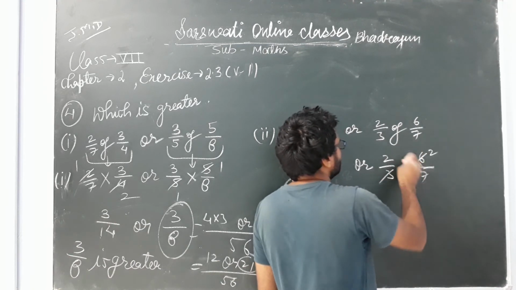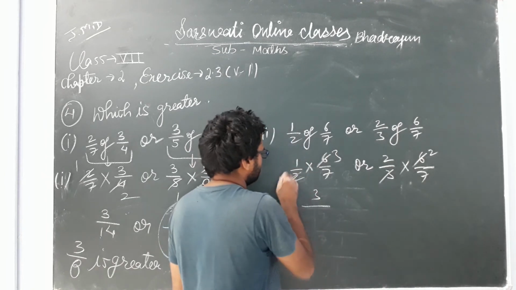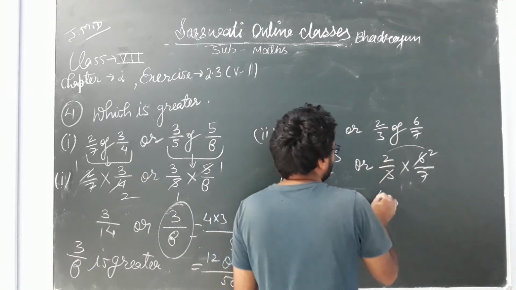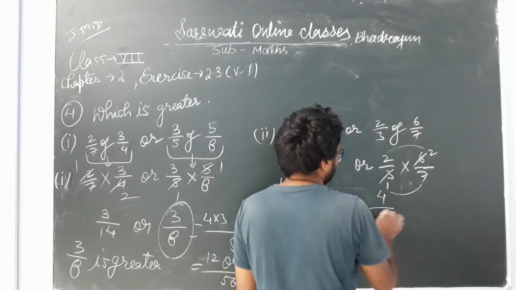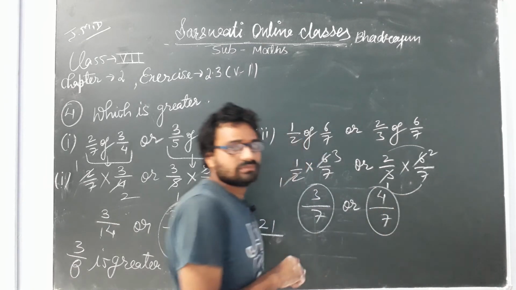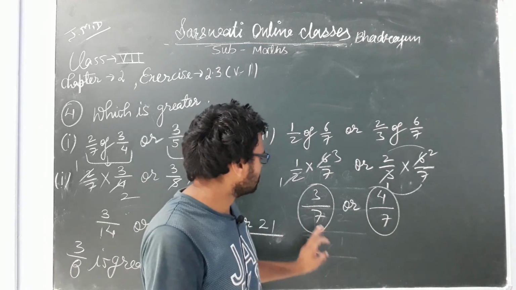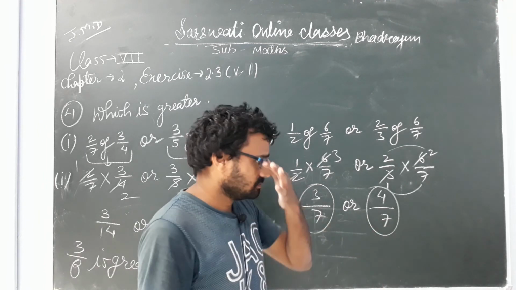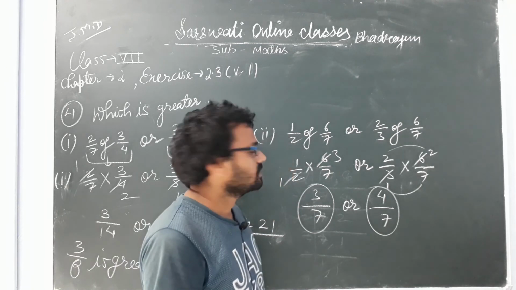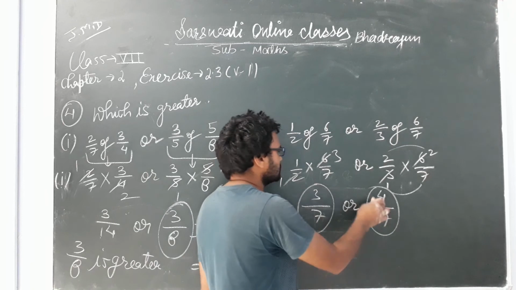Of is replaced by a multiplication sign. So 3 ones are 3 upon 7 ones are 7, and 2 twos are 4 upon 7 ones are 7. So 3 upon 7 and 4 upon 7. It is clearly visible. No need of taking LCM also, because the denominators are the same. Then we have to compare only the numerators. On comparing numerators we are clearly able to see that 4 is greater than 3.